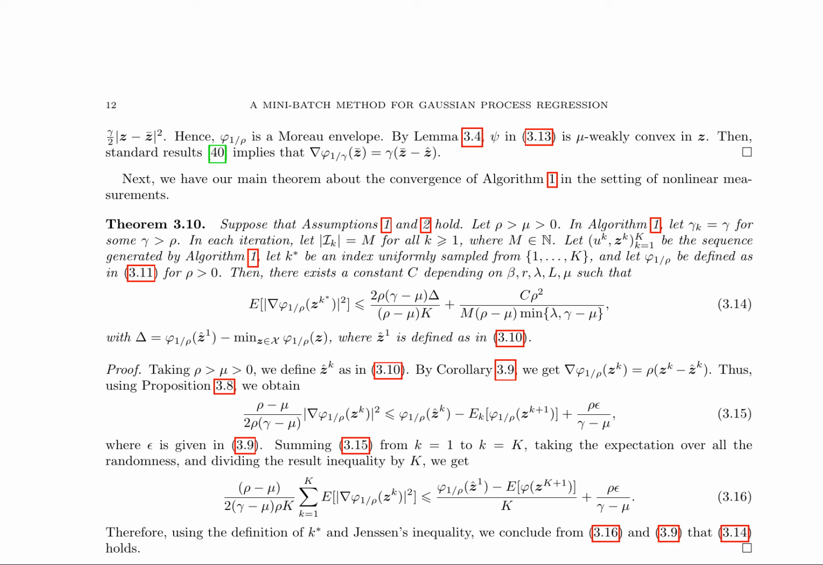Specifically, it states that for a sequence, UK, ZK, generated by algorithm 1, there exists a constant C such that the expected squared norm of the gradient of phi 1, rho at zk asterisk operator is bounded by a term that decreases with the number of iterations k and the batch size m.